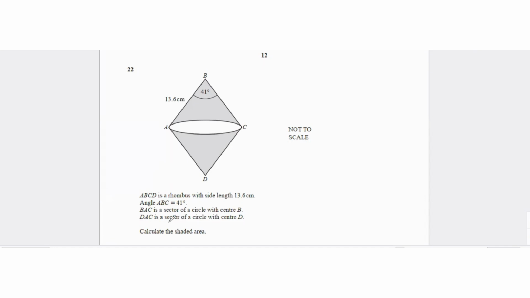This question: ABCD is a rhombus with side length 13.6 centimeters. Angle ABC is 41 degrees. BAC is a sector of a circle with center B and DAC is a sector of a circle with center D. Calculate the shaded area.